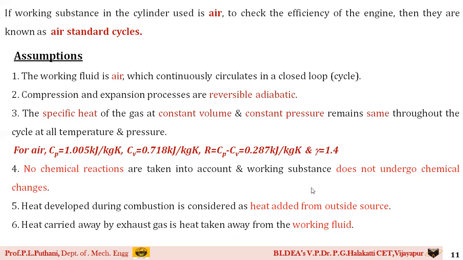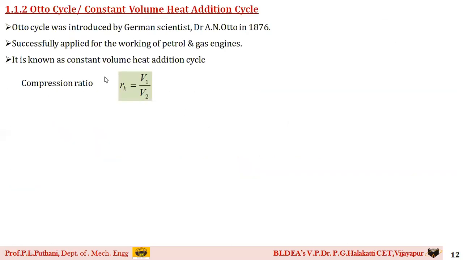Then let us move towards the discussion of the first kind of cycle. We call it the Otto cycle, or a constant volume heat addition cycle. So generally, students, if I draw a graph of this particular Otto cycle, that is a PV chart, how does it look? It looks something like this, students. The y-axis is the pressure, the x-axis is the volume.